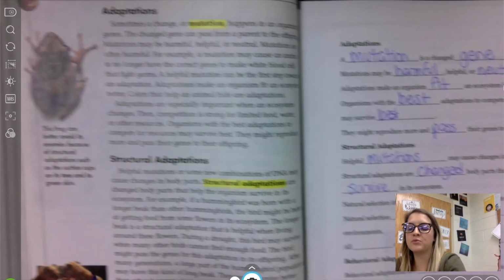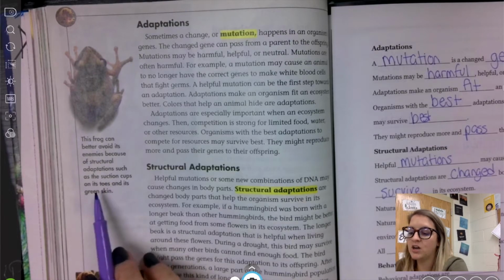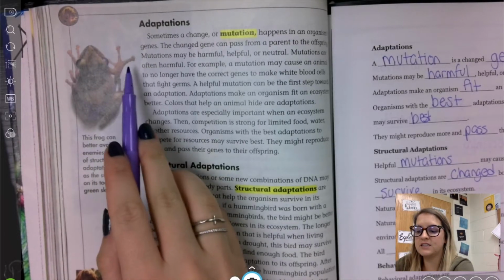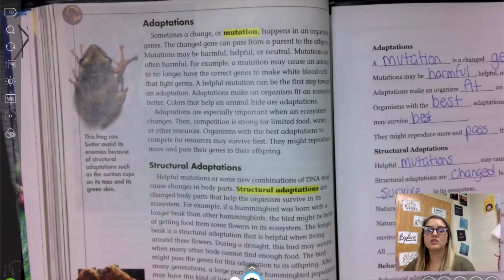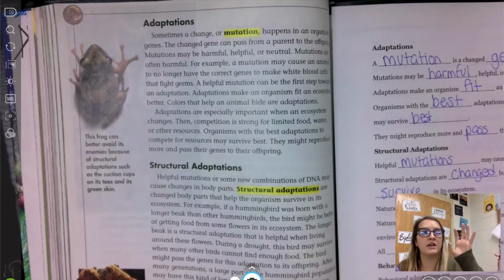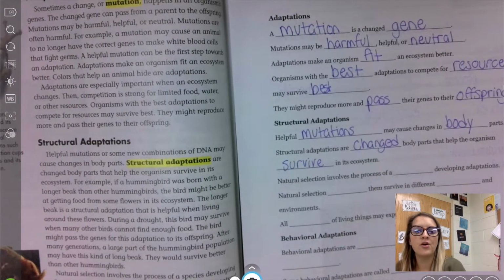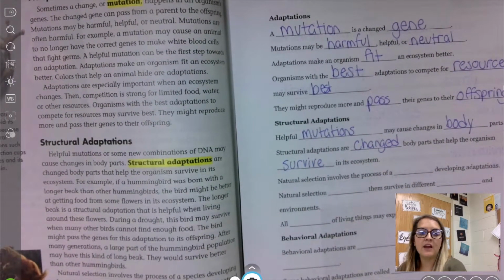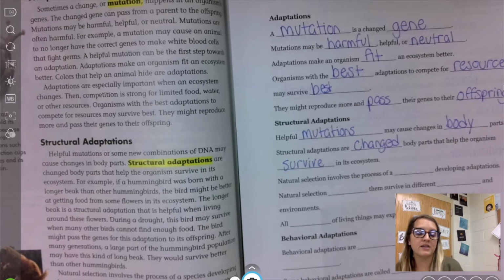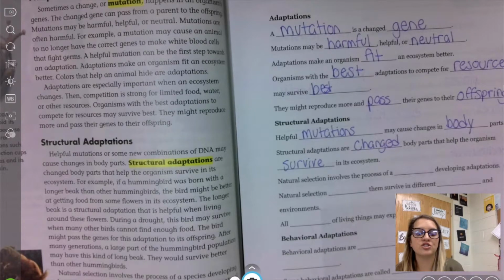So again, going on with that frog, the suction cups on its toes are going to help it survive in its ecosystem, being able to maybe get spots that other animals can't. For example, if a hummingbird was born with a longer beak than other hummingbirds, the bird might be better at getting food from some flowers in its ecosystem. The longer beak is a structural adaptation that is helpful when living around those flowers.